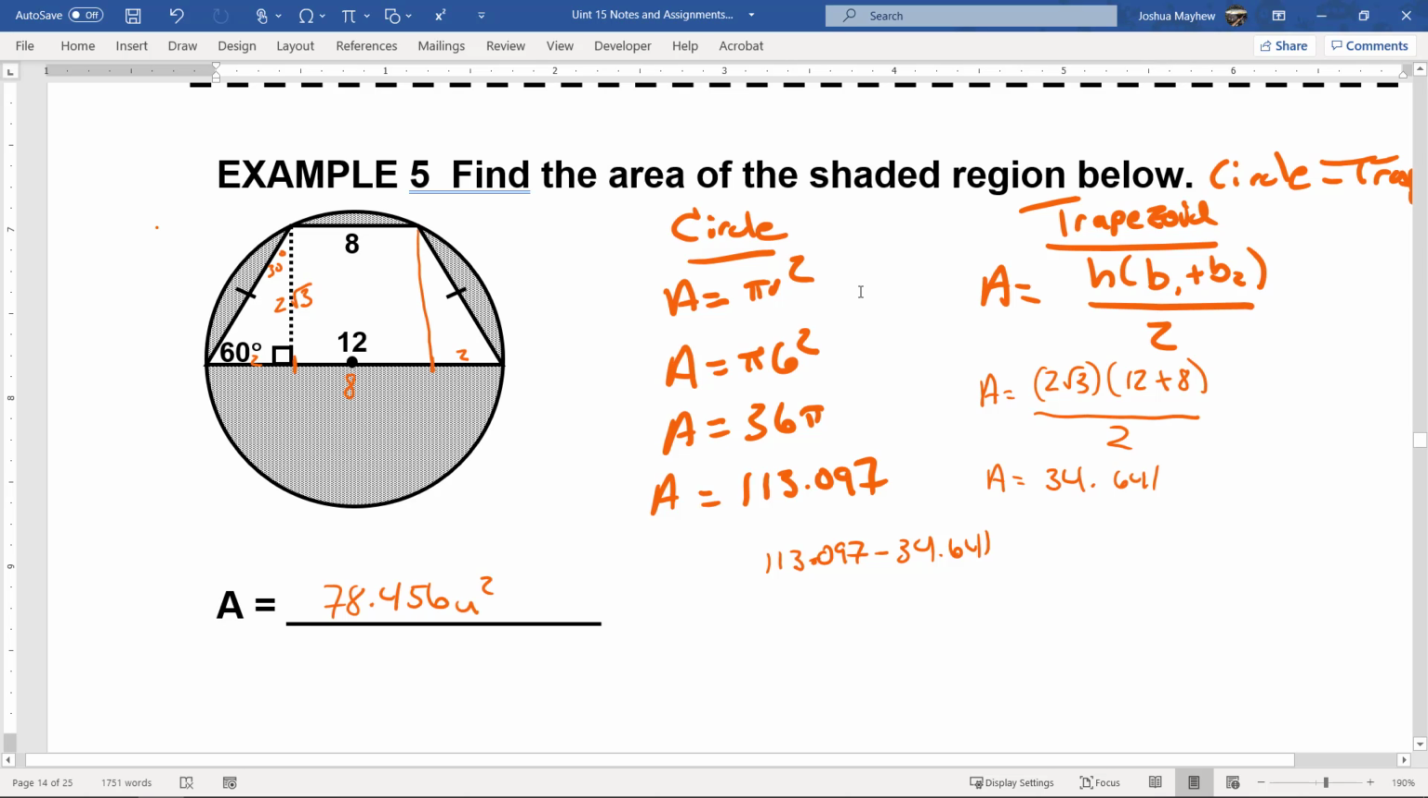Well, next lesson, which won't be tomorrow, we'll do some more shaded regions. But this is a pretty short set of notes, 15.3.